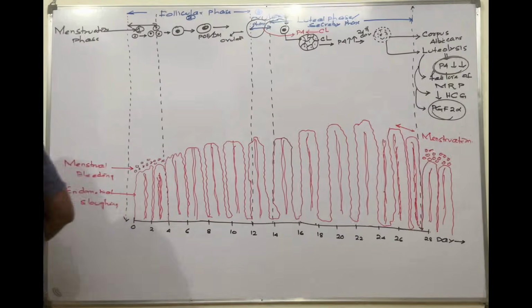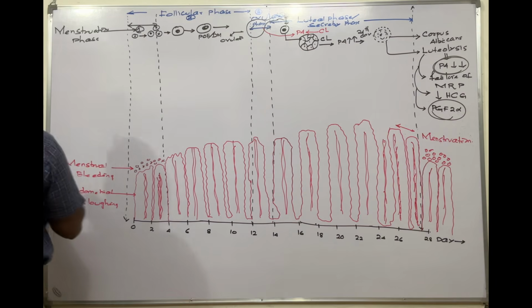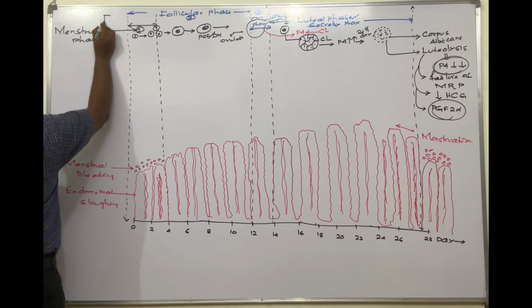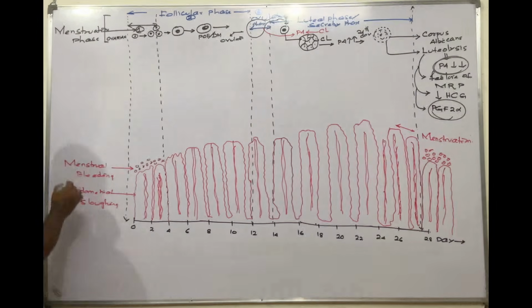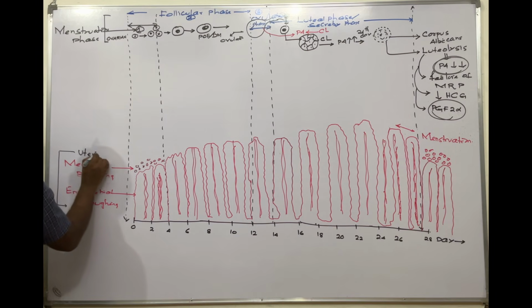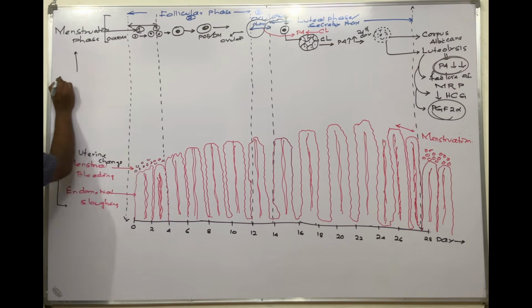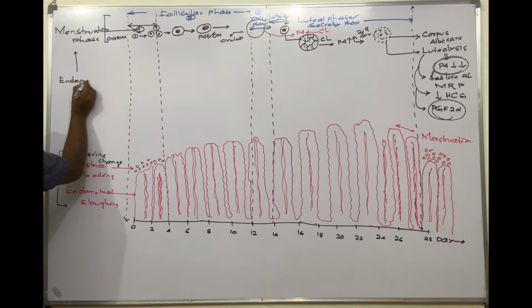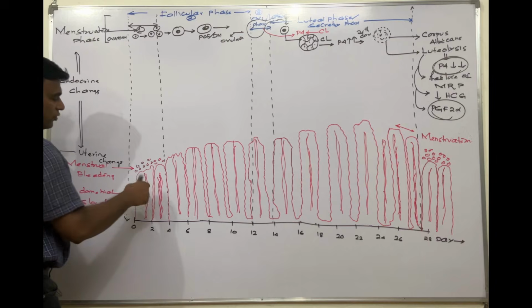Now let's draw the most important part, that is the hormonal part. So what I have shown you, these are the ovarian changes. What you are seeing here, this is uterine changes. And now you see the endocrine changes. The endocrine changes will altogether complete our understanding of this menstrual cycle. Let's begin. What happens during menstruation?